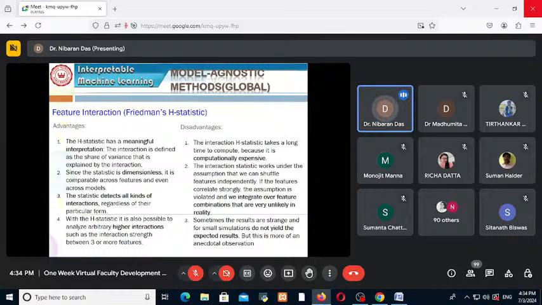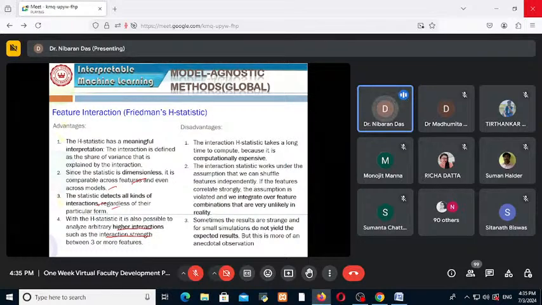The major advantage of the statistic is that it has a meaningful interpretation. Interaction is defined as the share of variance that is explained by the interaction, and this statistic is dimensionless. It can be compared across features and even across models. The statistic deals with all kinds of interaction regardless of their particular form. It is also possible to analyze arbitrarily higher interactions, such as the interaction strength between three or more features, because we could utilize the corresponding formula of the statistic.